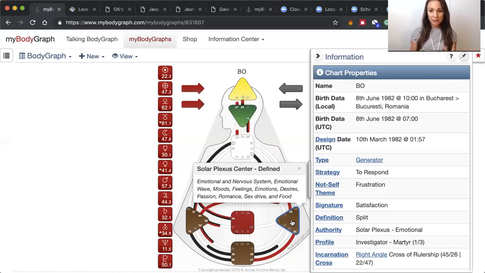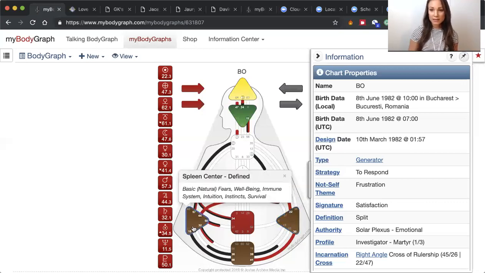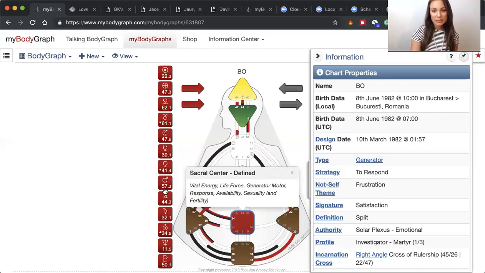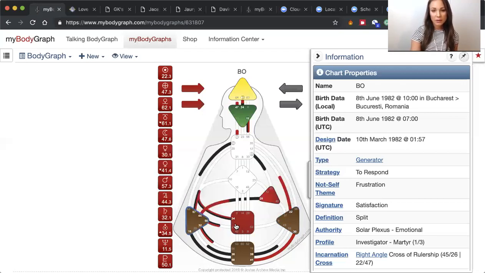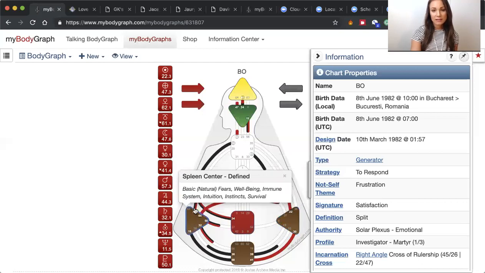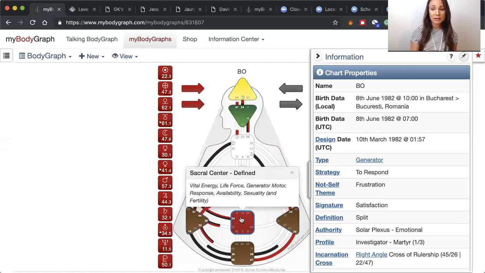So never black and white. We also have here this splenic center is very, very defined. So many gates that are defined. We have this 3457 that is that channel that we have twice, both in the conscious and the unconscious. So this is the intuition from the splenic center, and the life force and the power from the sacral.